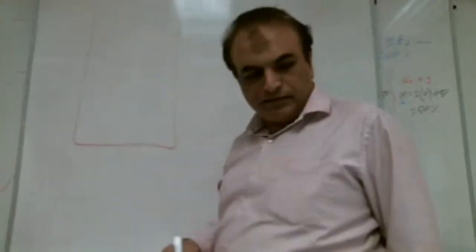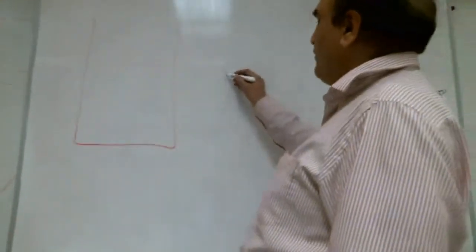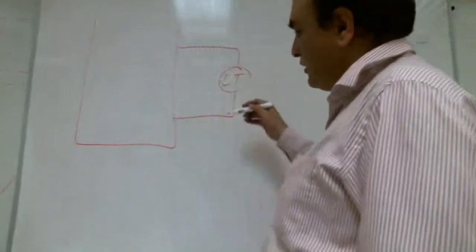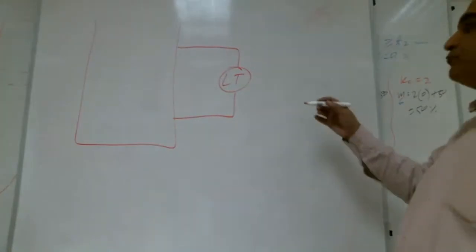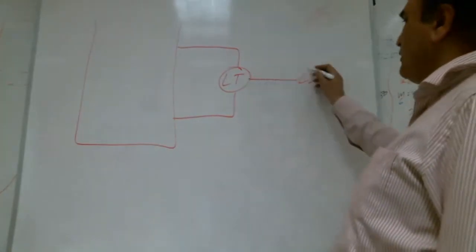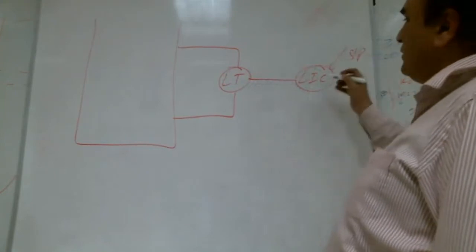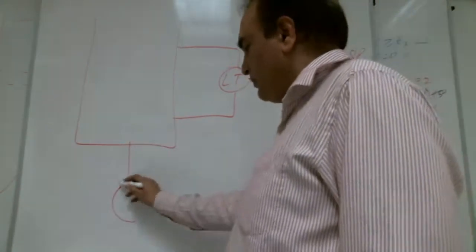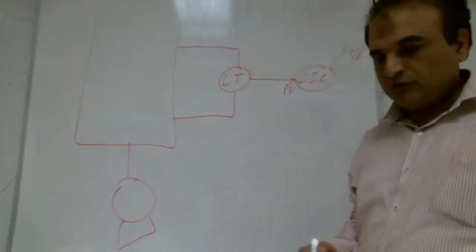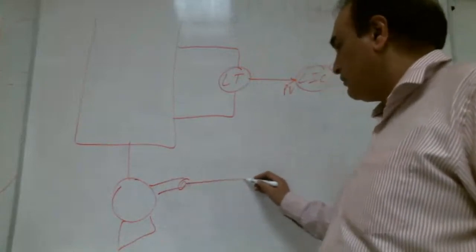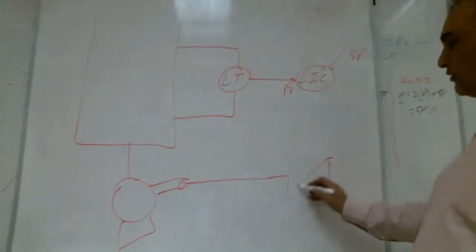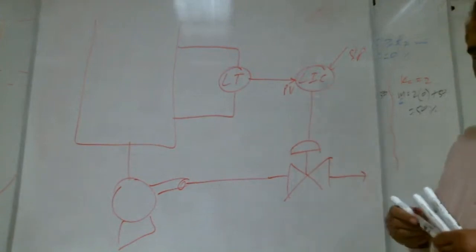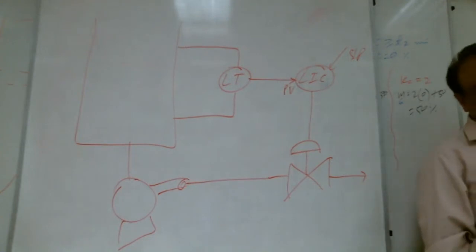First, we have the rooftop tank. Then we have a level transmitter, a differential pressure type transmitter. Then we connect a level indicator controller. It has a set point, and this is bringing PV. Here we put a pump. Here we put a control valve. We connect it like this. So draw the P&ID diagram.